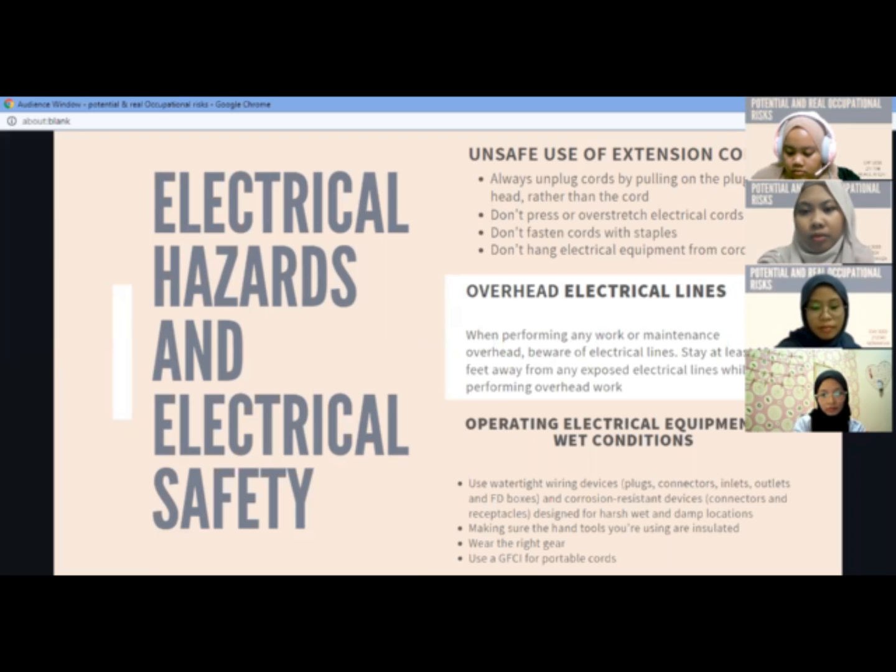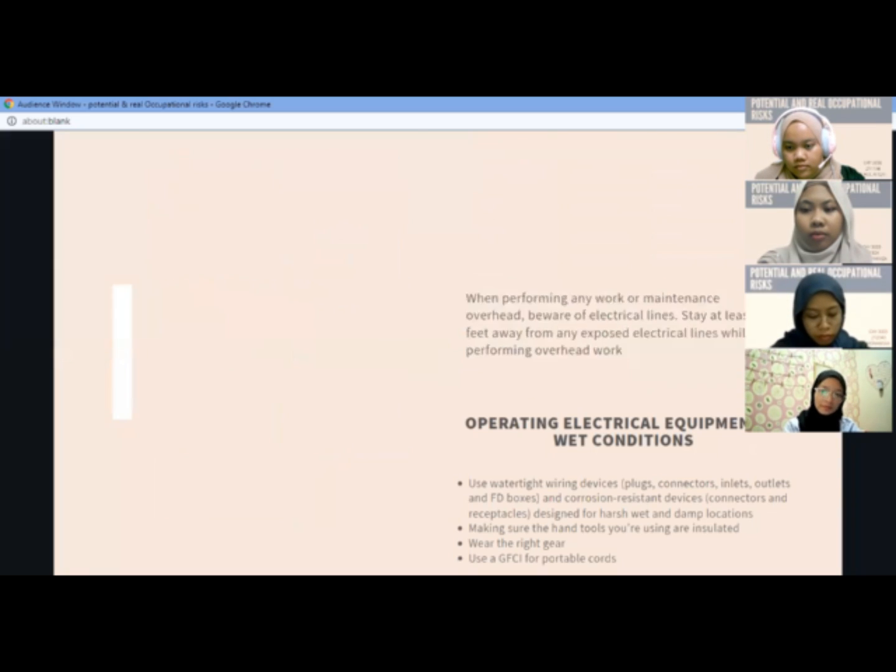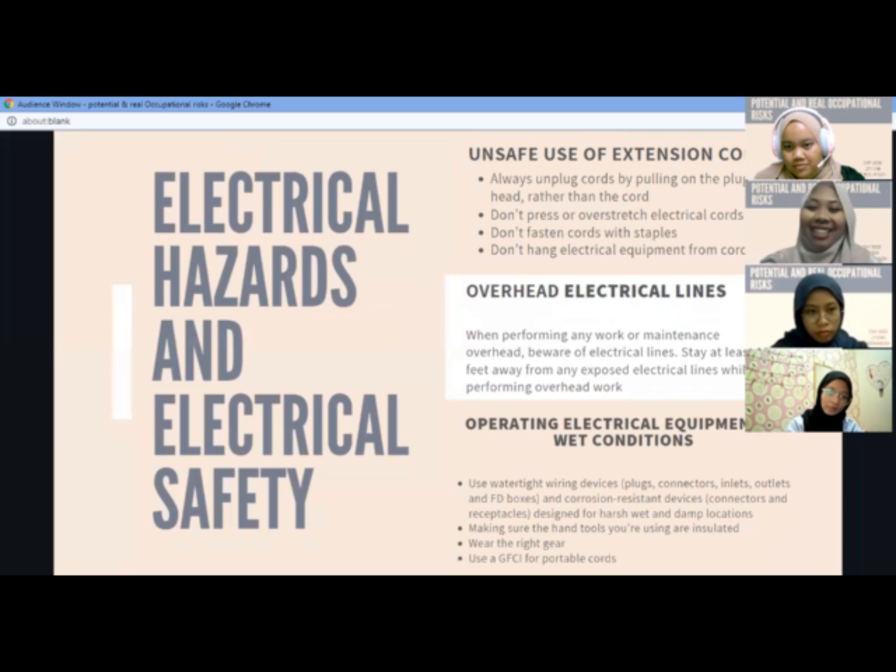So we need to use watertight wiring devices such as plugs, connectors, inlets, outlets, and FD boxes, and corrosion-resistant devices such as connectors and receptacles designed for harsh, wet, and damp locations. Make sure the hand tools you are using are insulated. Wear the right gear, including safety glasses, leather work boots, clothing made from flame resistant material, and gloves insulated with rubber. And the last is to use a GFCI for portable cords.